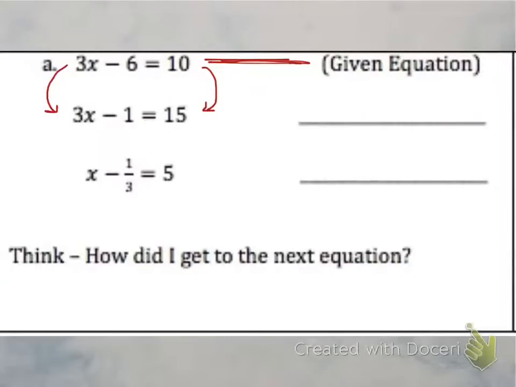And what happened there was an ALE. You added something to both sides. We added plus 5. So it was an ALE of plus 5.